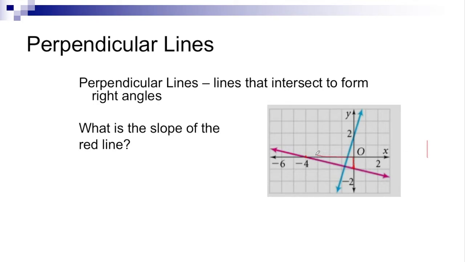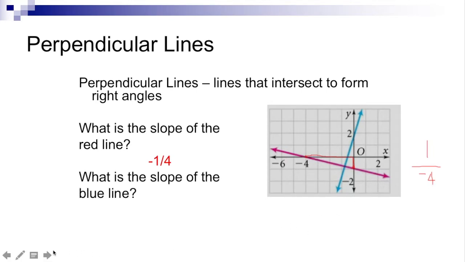We rise 1 unit up, and that is positive 1. And we run how many units left? 1, 2, 3, 4. Since you go left, that is negative 4. So, the slope of the red line is negative 1/4. How about the slope of the blue line? So let's find points on the line 1 and 2, and then let's find the slope using rise over run. So we rise how many units? Let us count 1, 2, 3, and then 4. When you rise, it's a positive number. And when you run 1 unit to the right, that is 4 over 1, or simply 4.